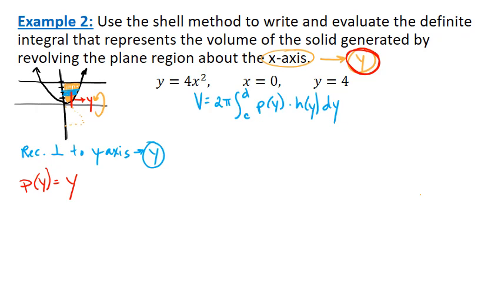Now we need to identify h of y. Remember, h of y is the height of this rectangle. Okay, so this distance is x. So we know that h of y is equal to x. Now that's a problem because we don't want x.